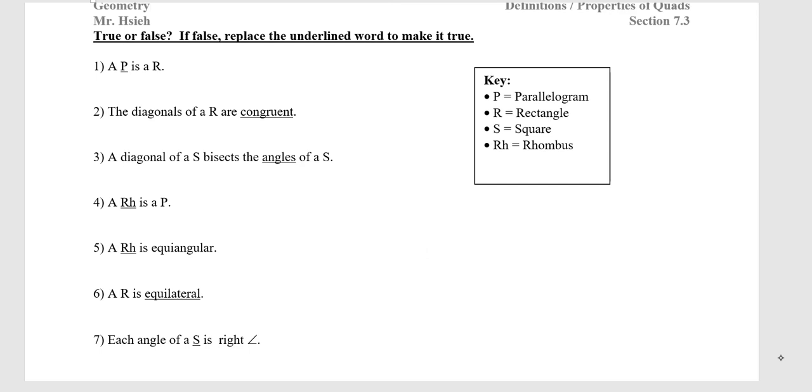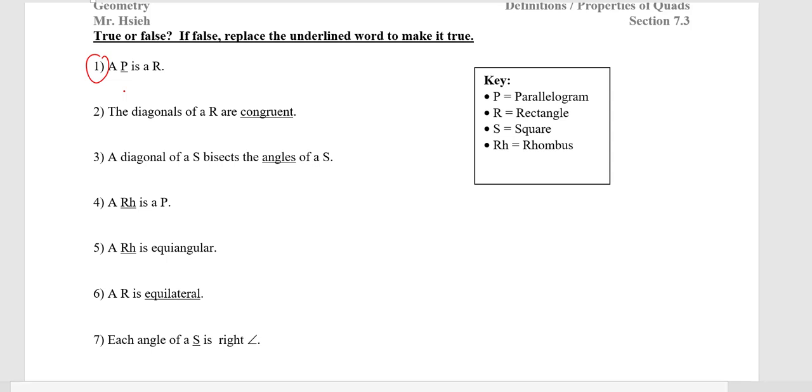So on this next page here, it's another way to help you try to remember some of the properties and definitions of quadrilaterals. For example, this first one here, what you're supposed to do is identify whether these statements are true or false, and then if it's false, go ahead and do something to make it so that it's true. So for the very first one here, problem number 1, a parallelogram is a rectangle, and that is sometimes true, but it's not always true, because a parallelogram could be a square.